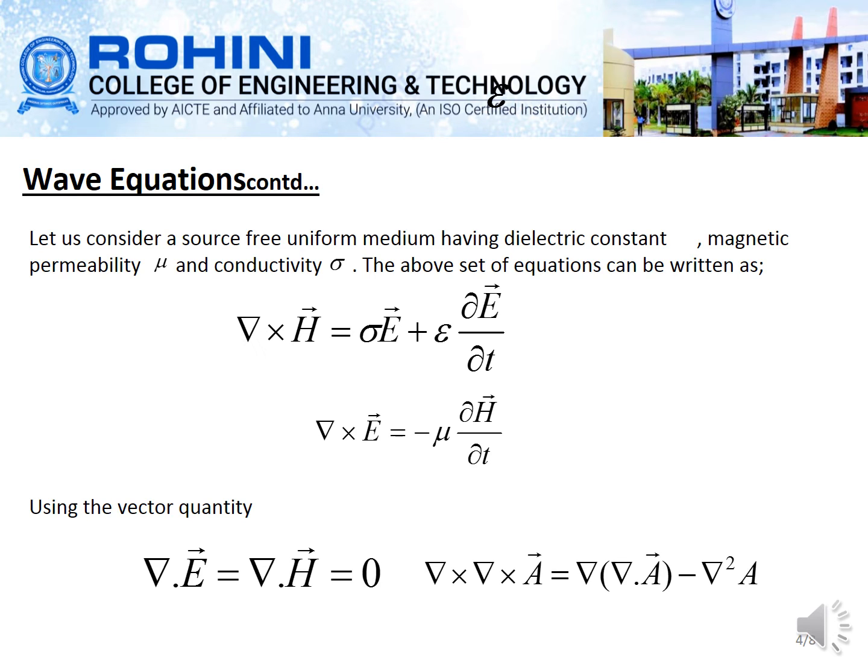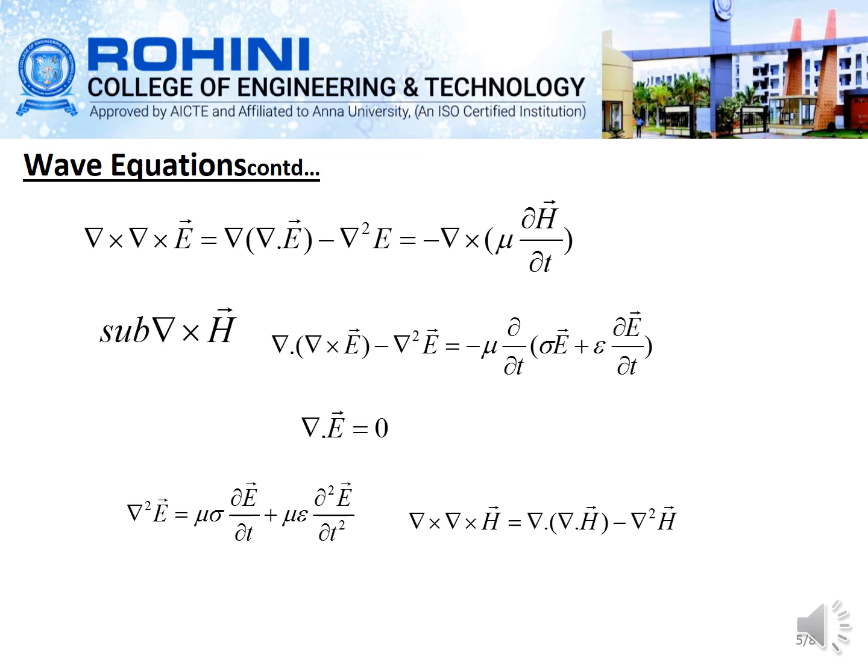So we write del cross del cross A vector is equal to del of del dot A vector minus del square A. Substituting into this equation, we get del cross del cross E vector is equal to del of del dot E vector minus del square E vector, which is equal to minus mu times dou by dou T of del cross H vector. We can substitute the components of del cross H vector.